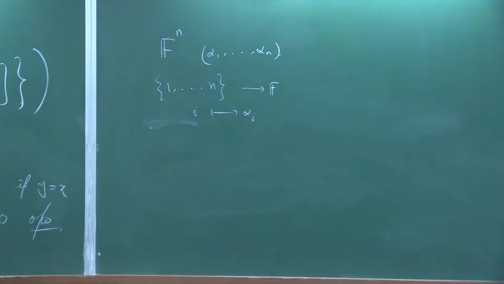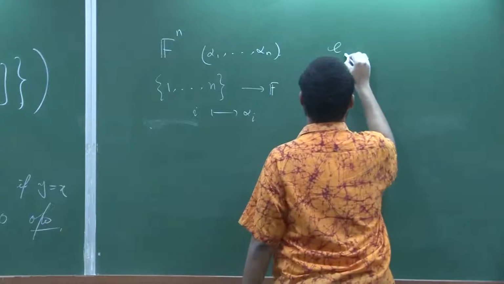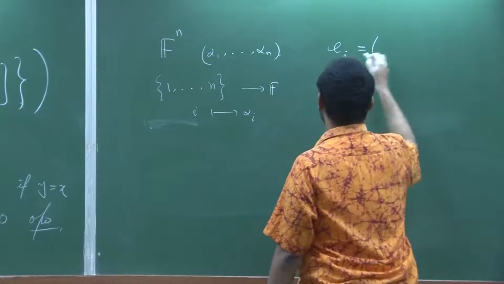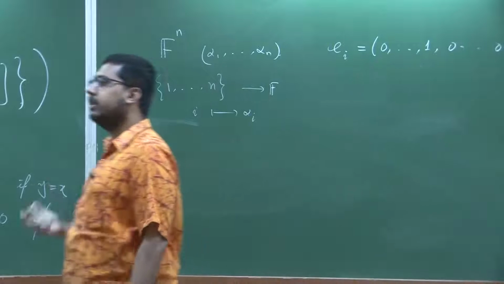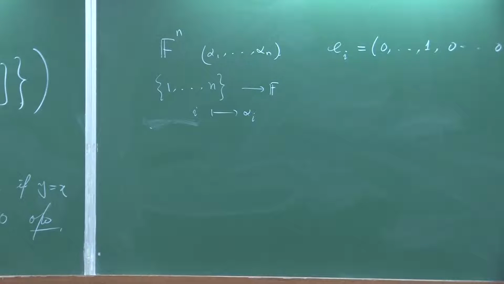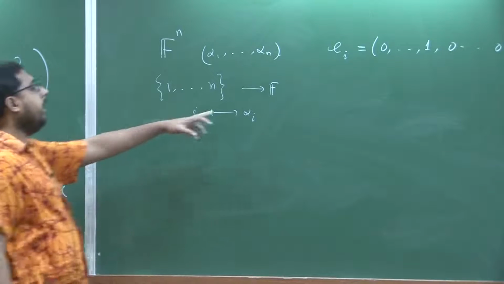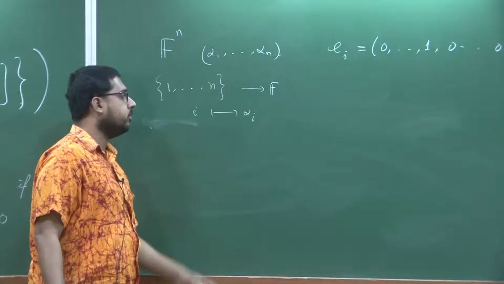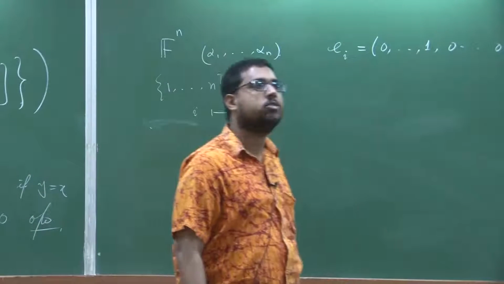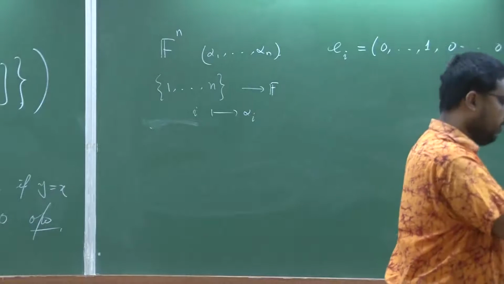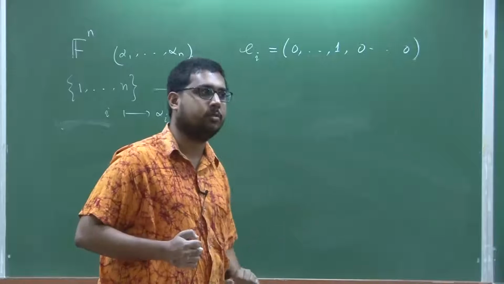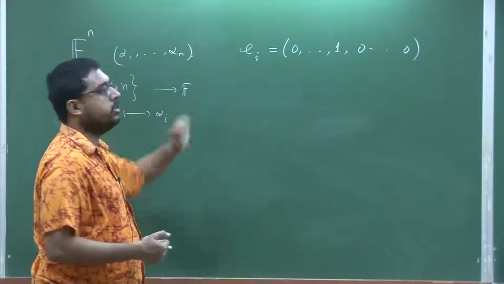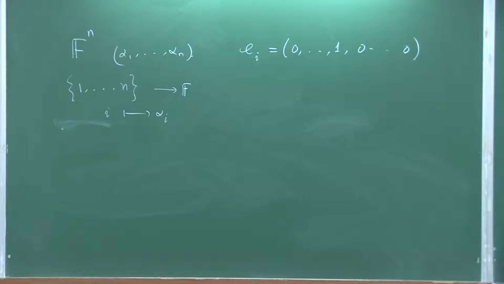Now, inside Fn we denote by Ei the vector which has 1 at the ith coordinate and 0 elsewhere. When we view this Ei as a map from 1 up to n to F, what is going to be the map? This will be the map that sends i to 1 and everything else to 0. So for each point in this set we have a map that sends that point to 1 and everything else to 0. For each point i, the map we denote by Ei. So we are extending the same notation to the general situation.